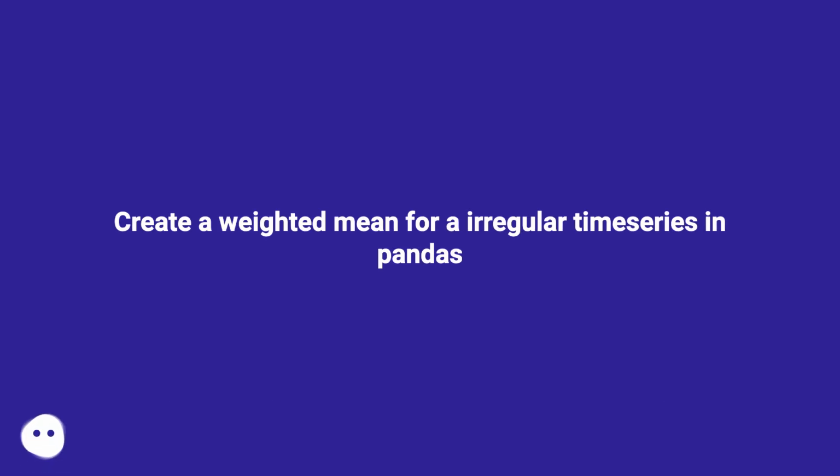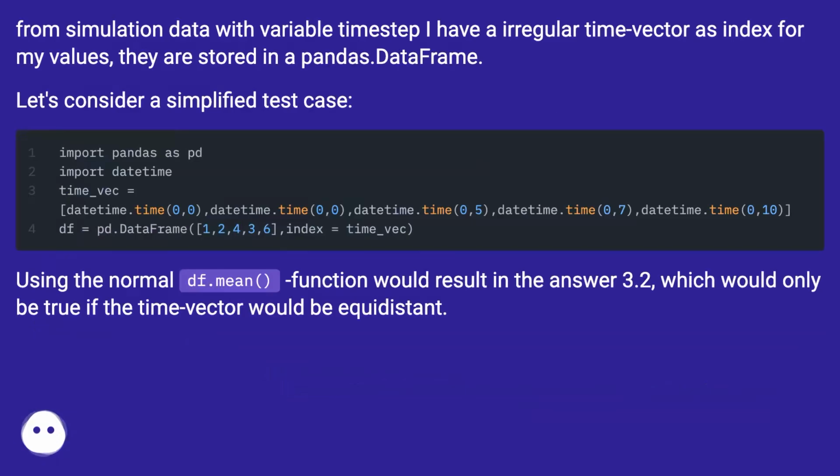Create a weighted mean for an irregular time series in Pandas. From simulation data with variable time step, I have an irregular time vector as index for my values. They are stored in a pandas DataFrame. Let's consider a simplified test case.